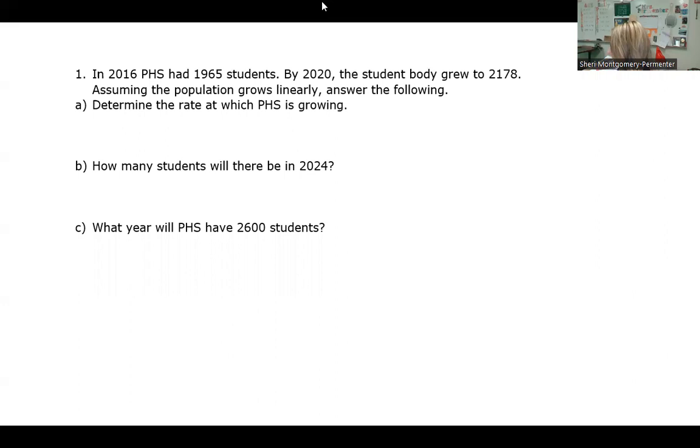So we need to determine the rate at which PHS is growing. And we need to determine how many students there will be in 2024 and what year PHS will have 2,600 students. Because it says it's growing linearly, that means we can create a table. Our table is going to have time, so it's going to have years, and then it's going to have the population.